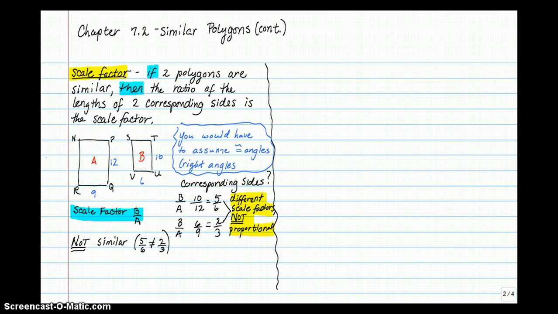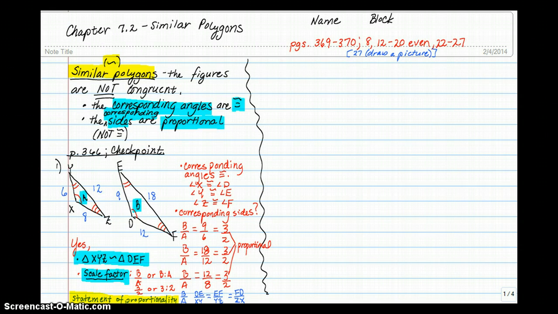Okay, continuing chapter 7.2, similar polygons. Scale factor, we're going to write that definition in using deductive reasoning, an if-then statement. If 2 polygons are similar, so you have to know that they're similar, then the ratio of the lengths of the corresponding sides is the scale factor. So we used that in the previous example, and we saw that the scale factor was 3 to 2.